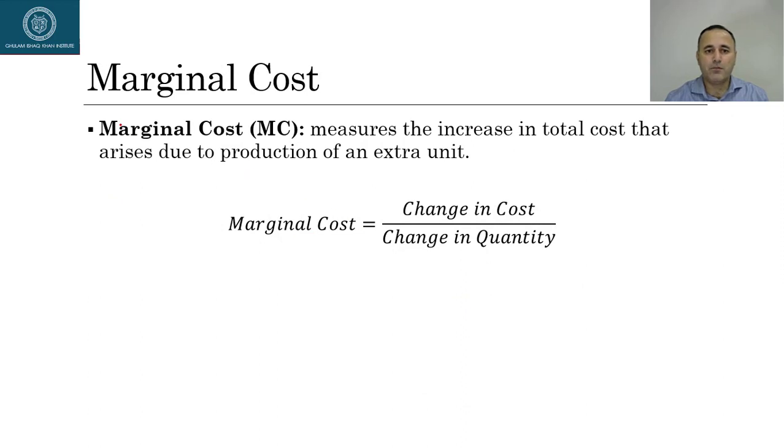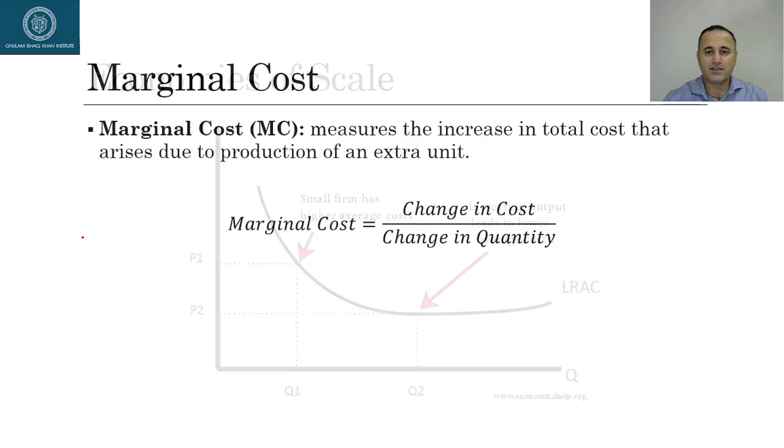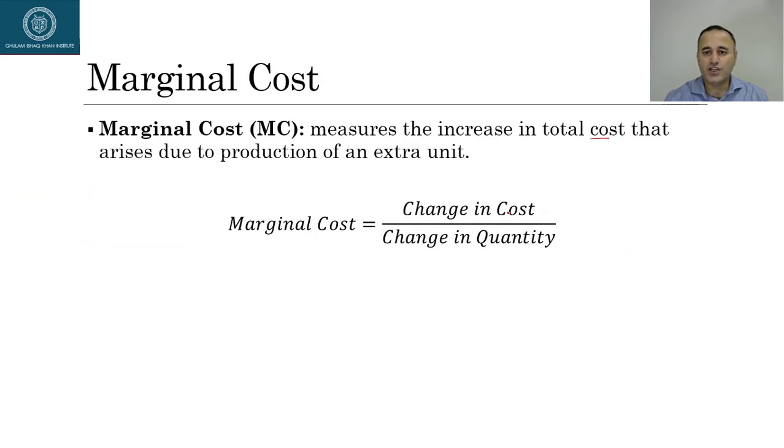Now, marginal cost. Marginal cost measures the increase in total cost that arises due to production of an extra unit. Suppose the company was producing only one unit. For two units, the total cost of production is now 104. So by producing an additional unit, the company's total cost increased by $2. So that's the marginal cost: change in cost divided by change in quantity.